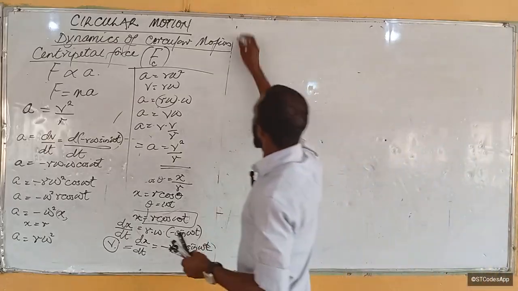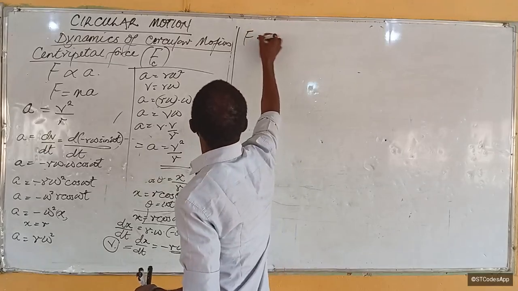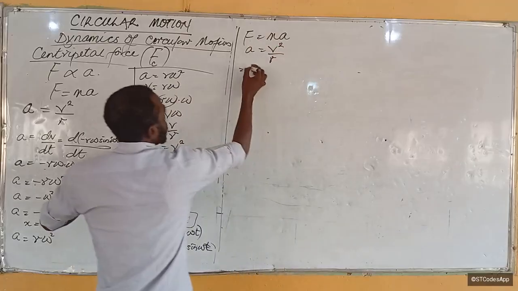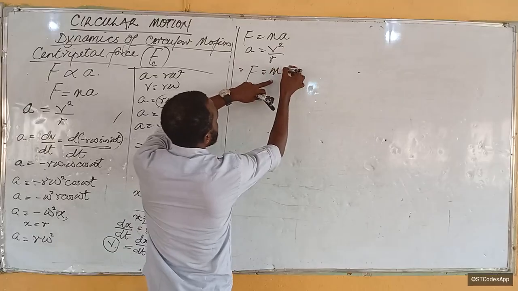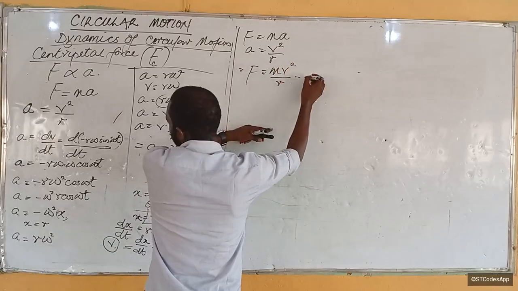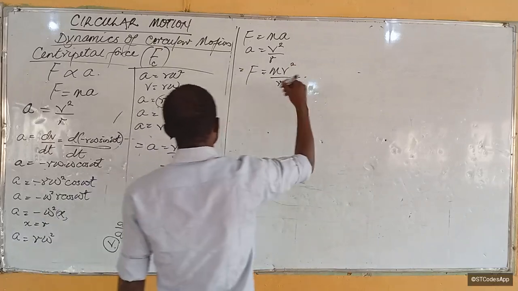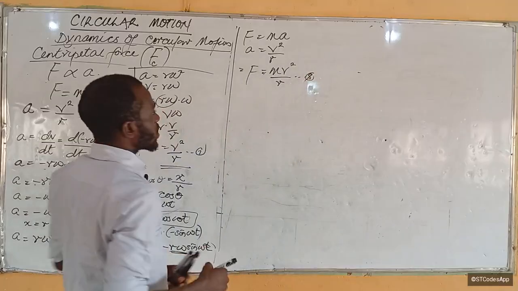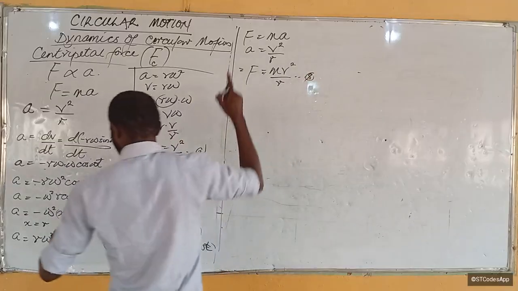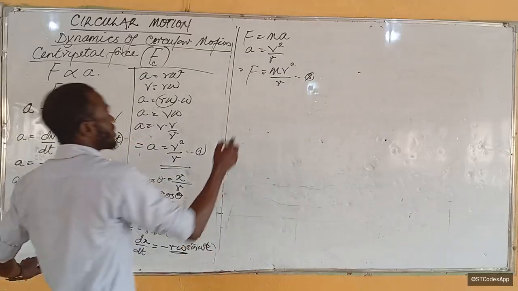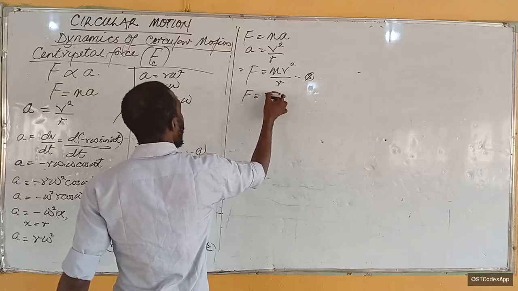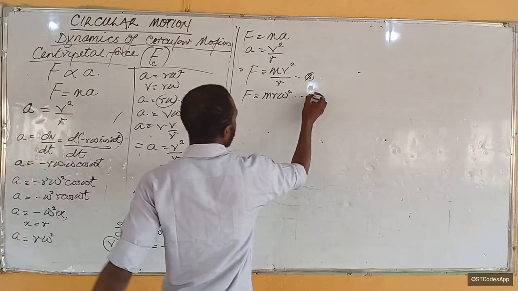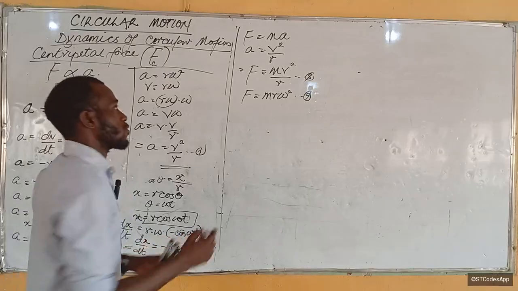Now what? I know that F is MA like we said, and A we just proved is V squared over R. So since we have proven this, then F is equal to what? MV squared over R. Let's call this equation 8, since I've stopped keeping track. Okay, since we also saw that A is R omega squared, then F equal to what? MR omega squared. That's another equation, equation 9. All right, so that's the centripetal force for you.